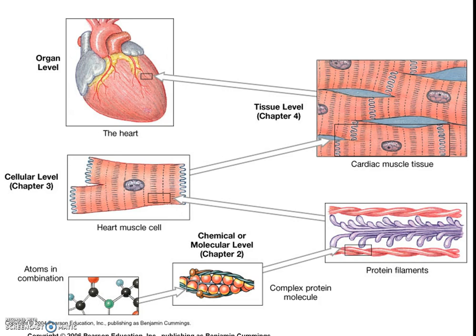Then when we look at our lowest level, atoms, we find out that all organic molecules are going to have carbon, hydrogen, and oxygen. But since this is protein, it's also going to have nitrogen in it. And of course, those are atoms.